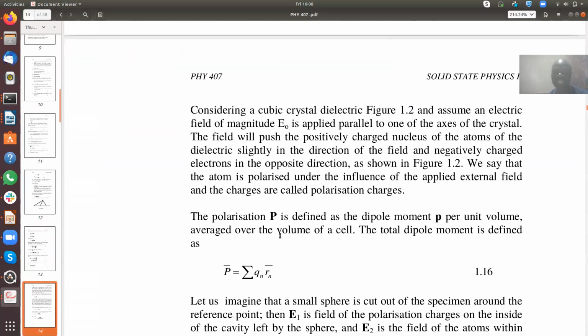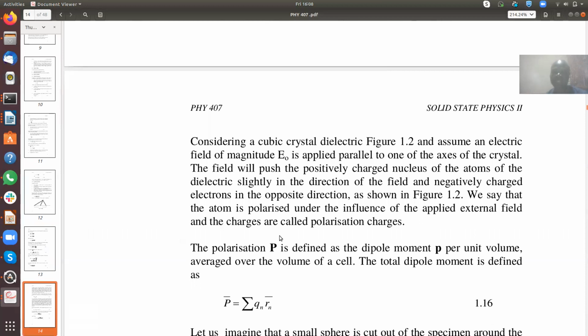So now, considering a cubic crystal dielectric, which is shown in figure 1.2, and assume an electric field of magnitude E0 is applied parallel to one of the axes of the crystal. The field will push the positive charge nucleus of the atom of the dielectric slightly in the direction of the field, because the field will try to attract it, and the negative charge electron in the opposite direction, as shown in figure 1.2. We say that the atom is polarized under the influence of an applied electric field, and the charges are called polarization charges. So if there is an applied electric field, polarization will take place and charges will be polarized.